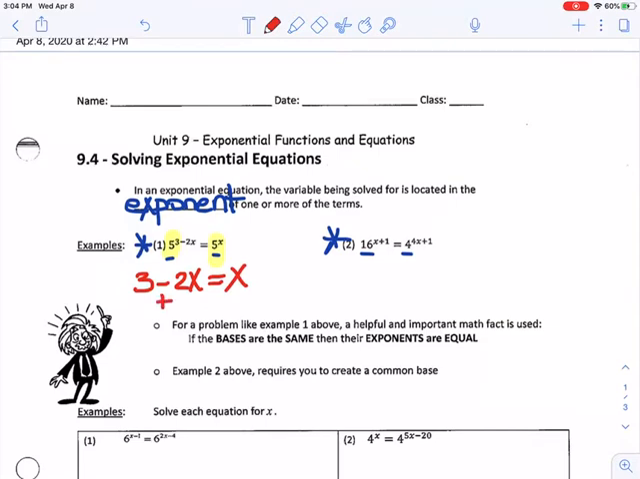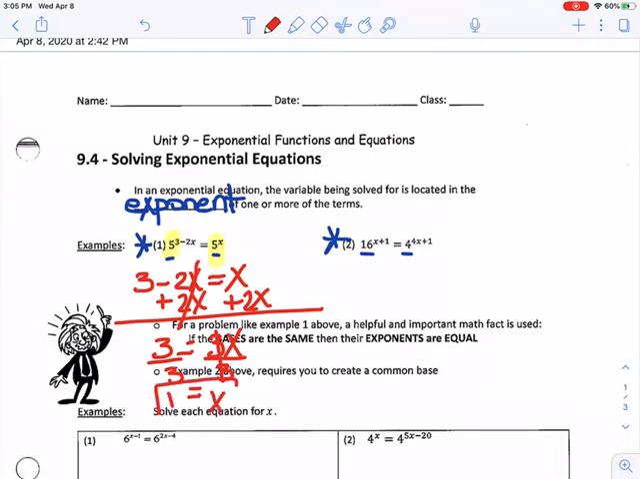I would add 2x to both sides. Cancel it from here. 3 would be equal to x plus 2x, which is 3x. Need to get x by itself. I would divide by 3. And I would say x is equal to 1. So that's the first scenario. That's when the bases already match.